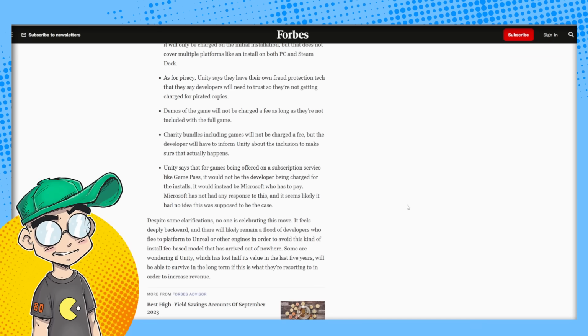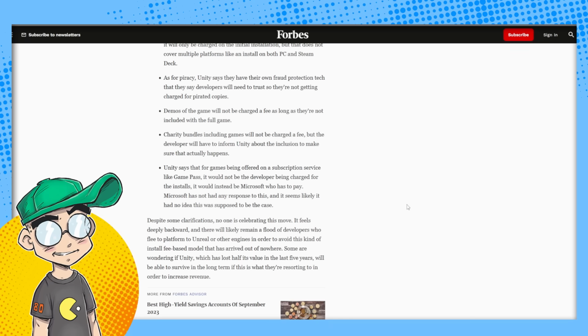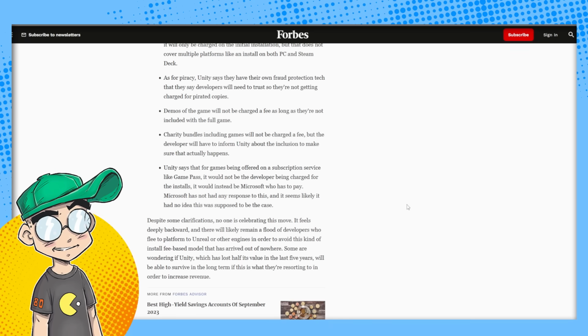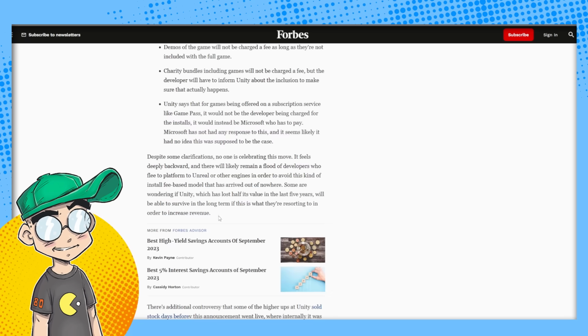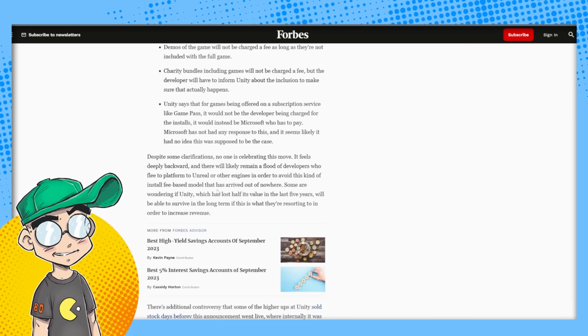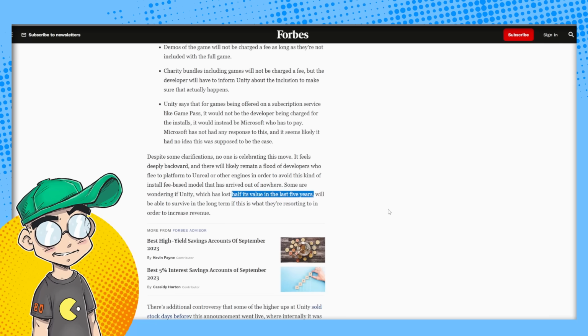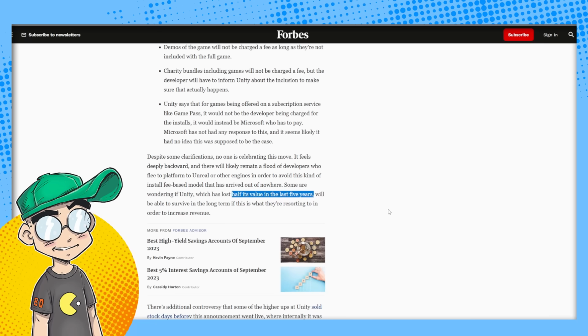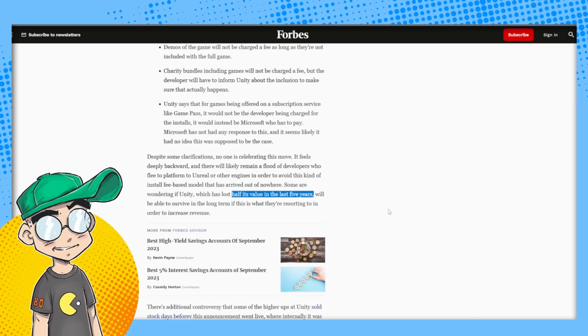Despite some clarifications, no one's celebrating this move. It feels deeply backwards, and there will likely remain a flood of developers who flee to another platform or Unreal or other engines in order to avoid this kind of install fee-based model that has arrived out of nowhere. Some are wondering if Unity, which has lost half its value in the last 5 years, will be able to survive in the long term if this is what they're resorting to in order to increase revenue.